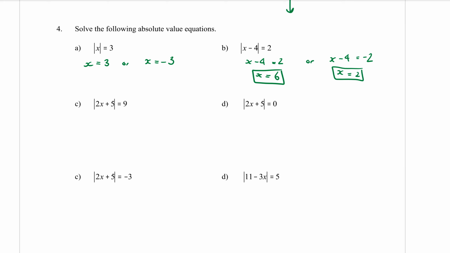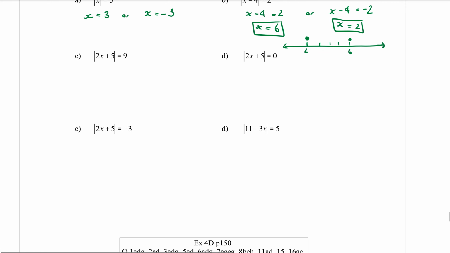Okay, now I'll just show you that you could be asked to write that solution on a number line. So you just draw up a number line like you would for an inequalities question. And I have one solution at 2, so 3, 4, 5, 6. And you just put a dot above each one to draw the solution on a number line. Part C, do some more of these.